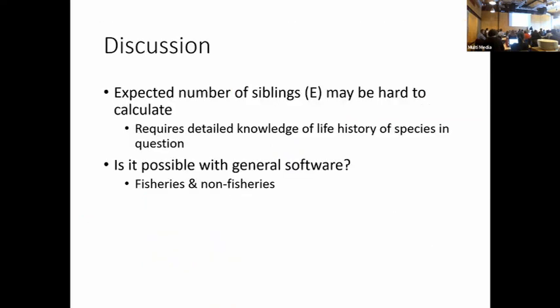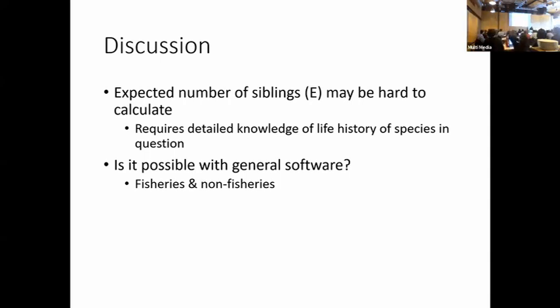Yeah, right. So let me try to summarize this. The main difficulty that has to be abstracted away is this construction of the expected number of parents by year and age. And you have to do this for all different types of kinship that you want to consider. That requires a detailed knowledge about the life history for each individual species. And the problem with generating general software is that there are so many different life histories out there that it's extremely complicated to cover everything.